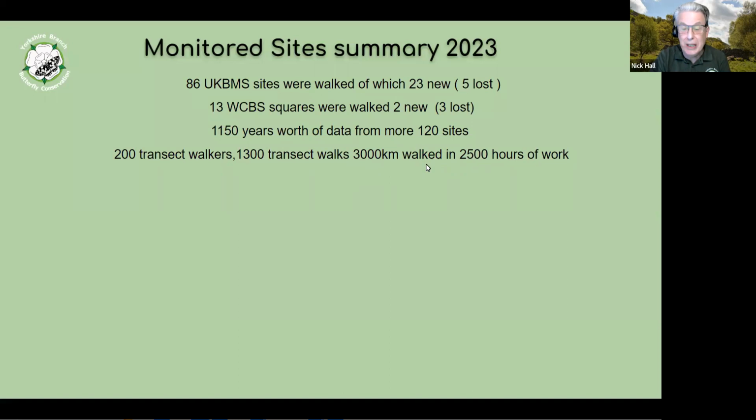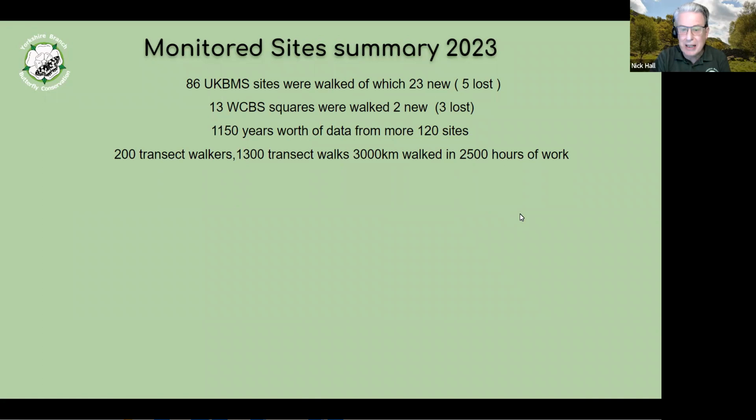It is our biggest contribution that Yorkshire makes to headquarters, what the work that we do. It's considerable, and it's very important that I thank you all for that, and for the amount of commitment that it takes to do that amount of work.